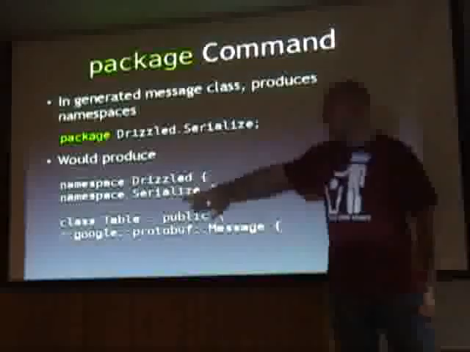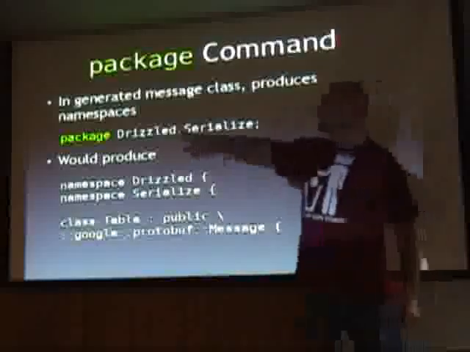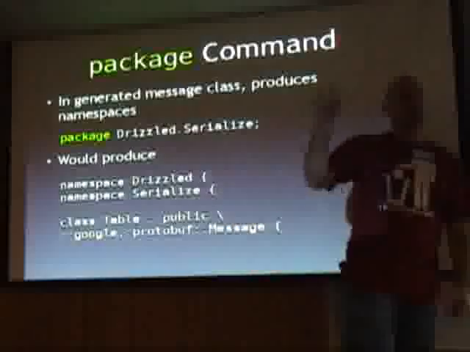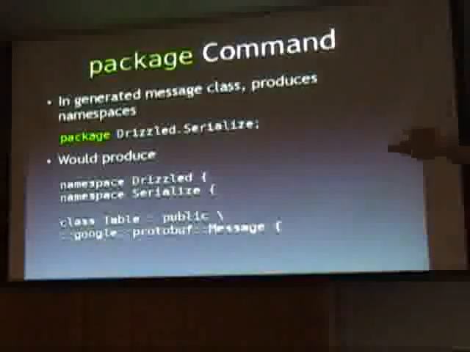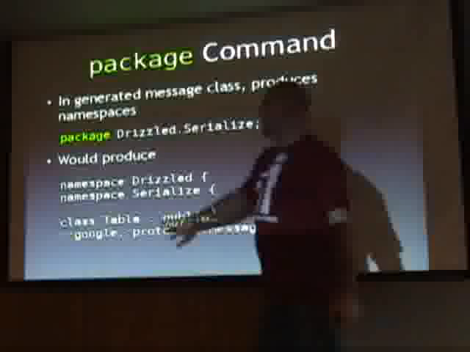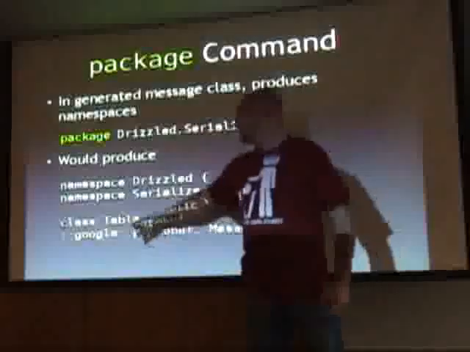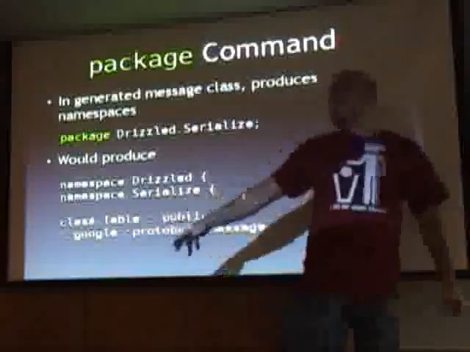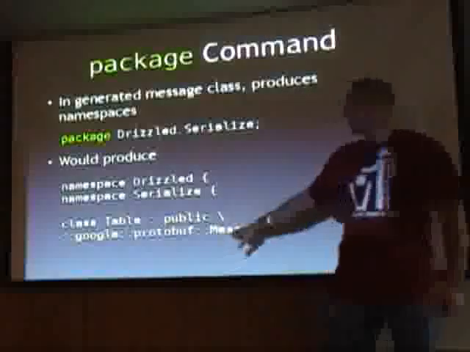As you can see, we namespace drizzle, then namespace serialize. So if I have a dot, that's what's going to happen. It's going to have an additional namespace. In Java, it's the same thing. And then the class that is going to be generated is table, because that's what we called our message class, and it's going to inherit from the message class.